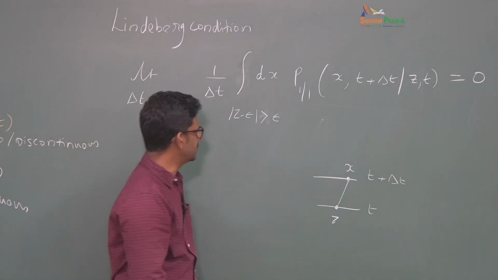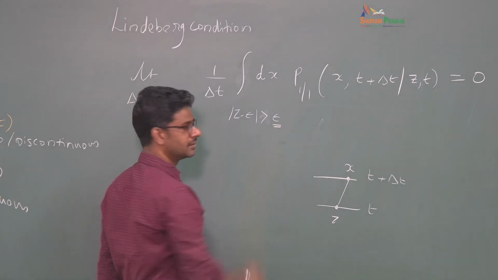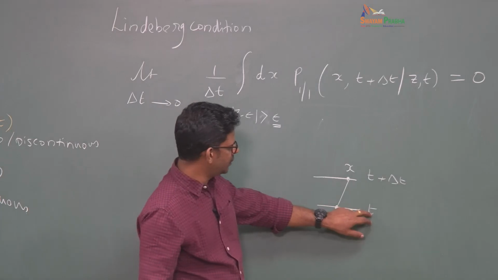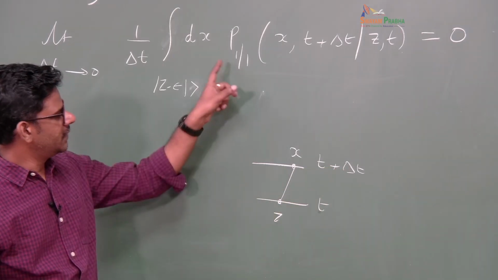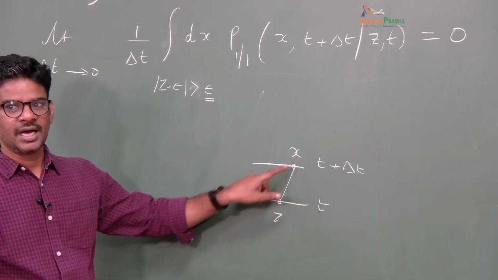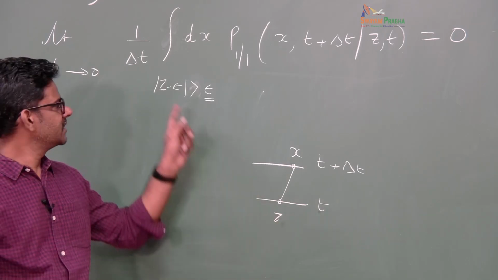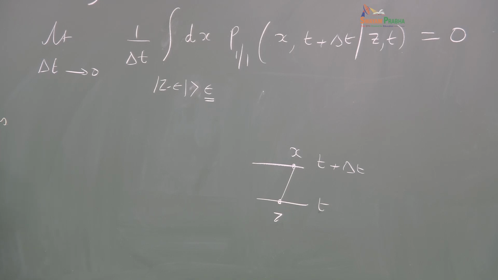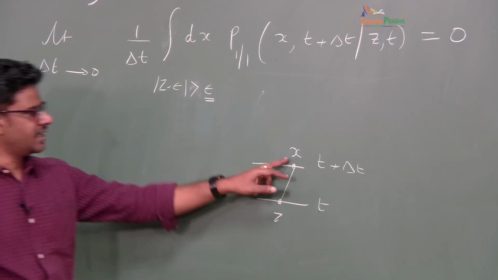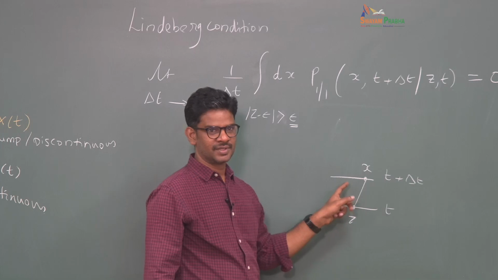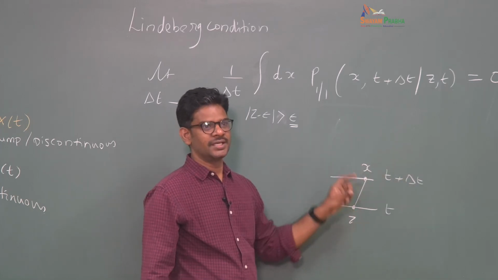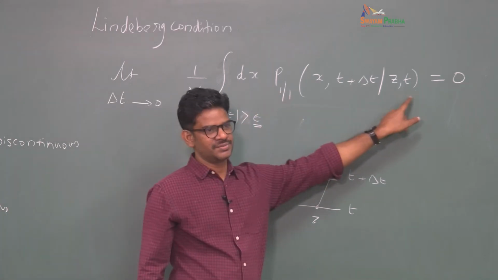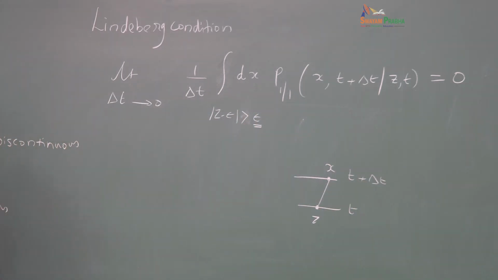Then what we are saying is that there is some small epsilon such that in the time interval from t to t plus delta t, the probability that this x will be away from z by some finite quantity, that probability is going to 0, is going to vanish. Okay, that means this x has to be lying very close to z. It cannot go far away from z. If this condition is met, then we say this transition probability describes a continuous Markov process.